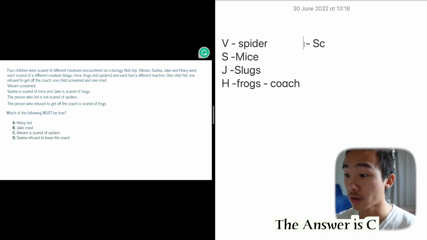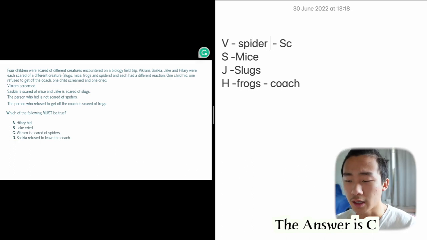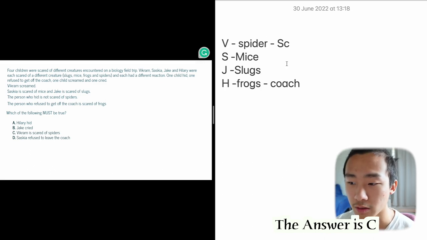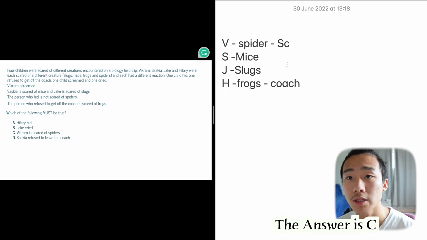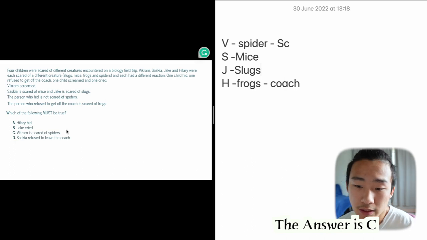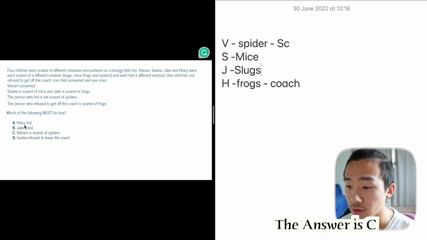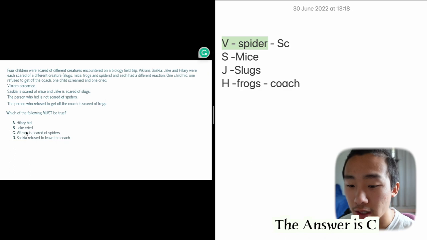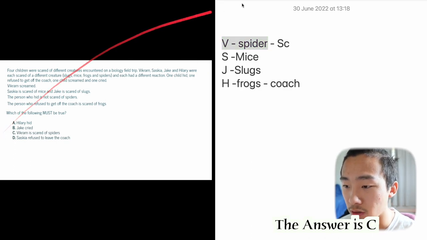All right, so we still don't know the response for Saskia and Jake, and I don't think we can figure them out either. That's the part where you need to pay attention: you don't need to figure out the entire thing, just whatever is the most necessary. Okay, so now let's look at the answer, which one must be true. Did Hillary hide? Hillary didn't hide. Did Jake cry? We don't know about that. And see, Vikram is scared of spiders, and we already have that over here. So C is definitely the right answer.